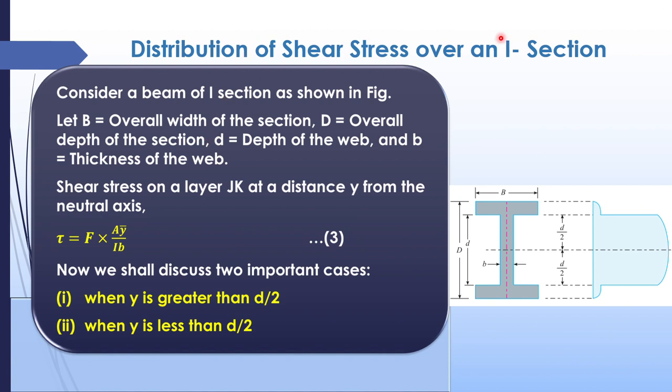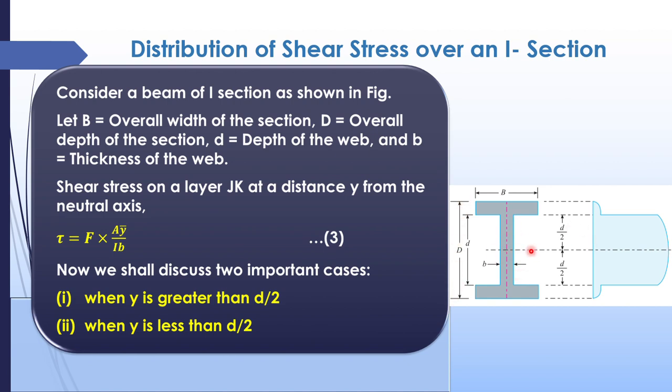Now the distribution of shear stress over an I section is given here. This is also an important thing, the same as earlier for the rectangle and all. So the general equation is F into A y bar by I b. Now we have to consider two important cases here, when y is greater than d by 2. So here you can see this is an I section. The breadth of the web is b, and the flange is capital B. The depth of the web is d, and the total depth is capital D.